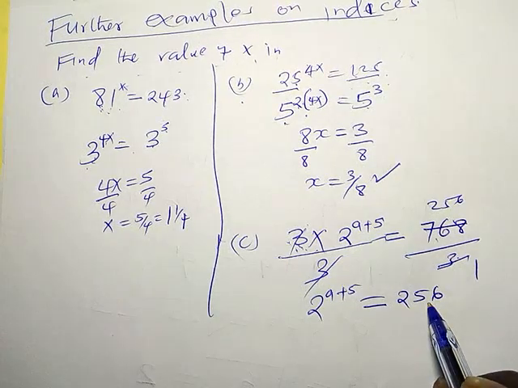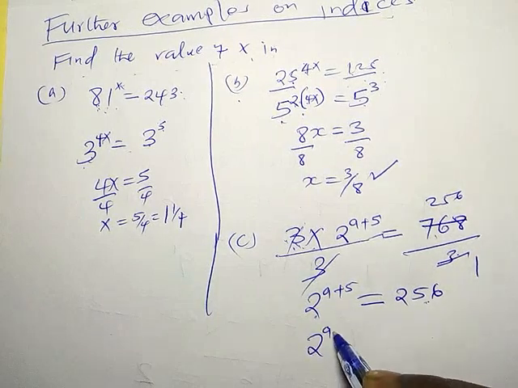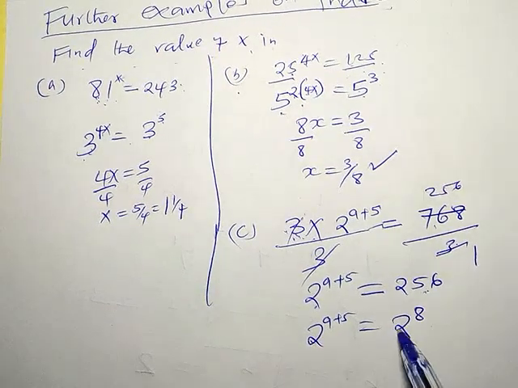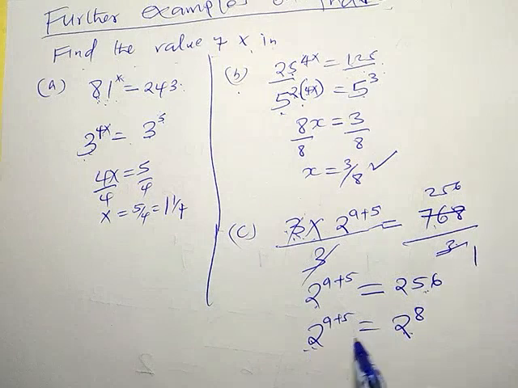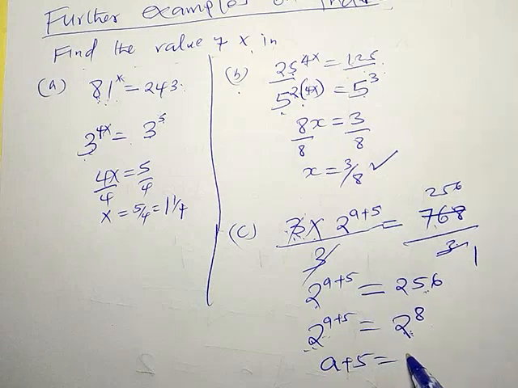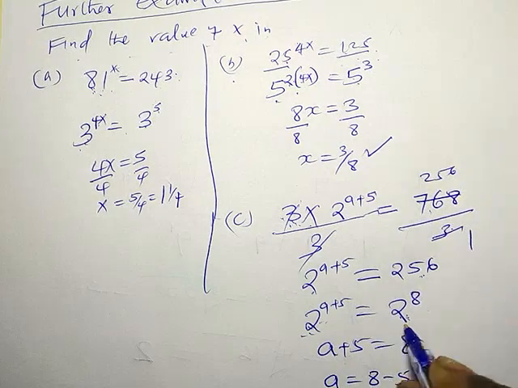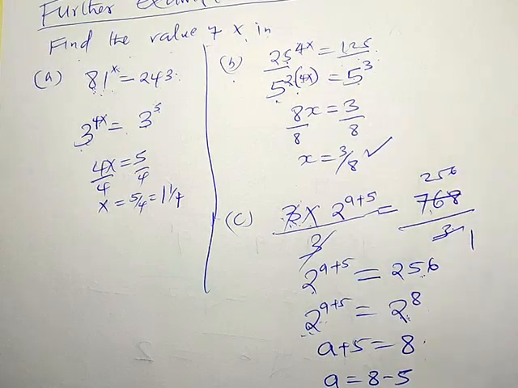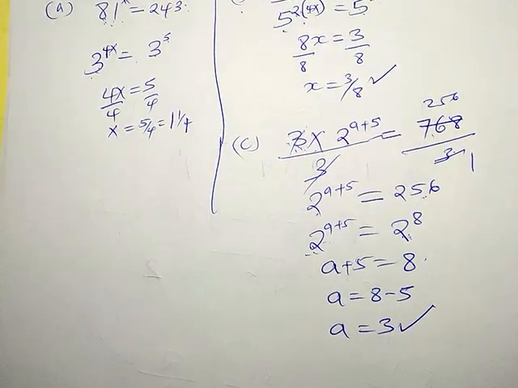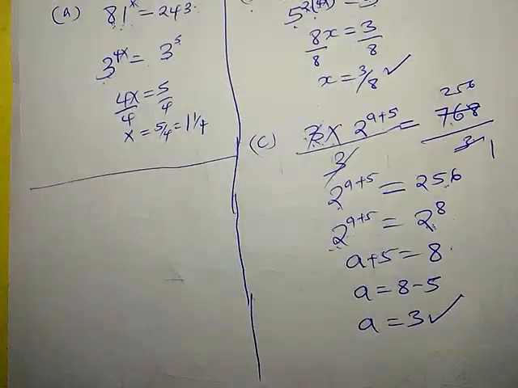Now 256 can be written in terms of base 2. So 2 raised to power a plus 5 equal to 2 raised to power 8. Now the bases are the same. Once the bases are the same, you ignore them and you equate the powers. So a plus 5 equal to 8. So a equal to 8 minus 5. This one you take to the other side and it becomes negative. So a equal to 3.